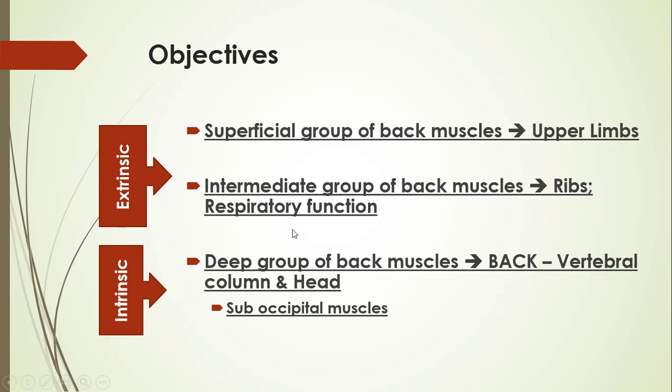Now in the deep group, we have a subgroup, which is the suboccipital group of back muscles. This group is involved specifically in movement of the head. The superficial group of back muscles are involved in movement of upper limbs. The intermediate group are involved in movement of ribs, and that's why they are considered as having a respiratory function. The deep group is involved in movement of the vertebral column, and the suboccipital muscles of the deep group are involved specifically in movement of the head.